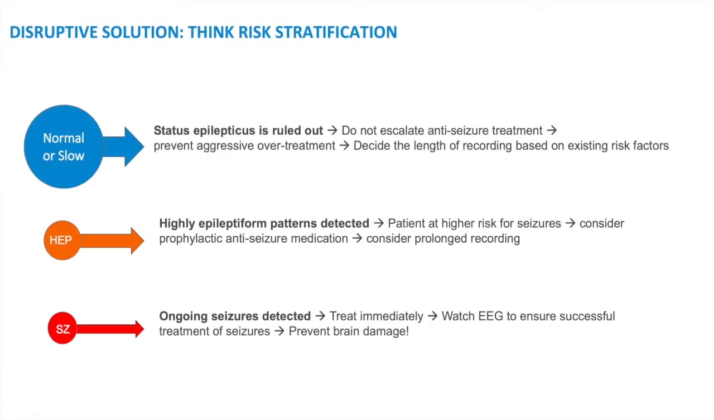So if they are normal or slow, it's going to matter. It means we are not going to be aggressively treating the patient. If it's the orange condition, it means the patient will benefit from prophylactic anti-seizure medications and we may consider prolonged recording. And if somebody has a seizure, definitely treatment right away.